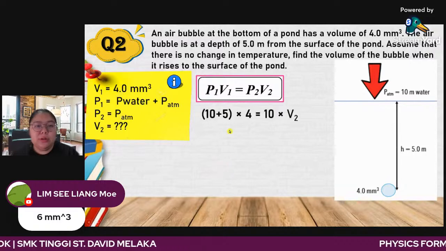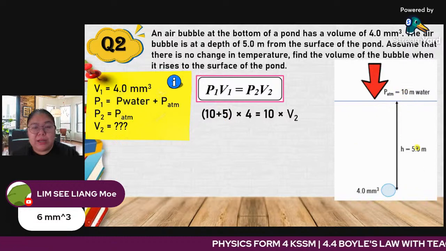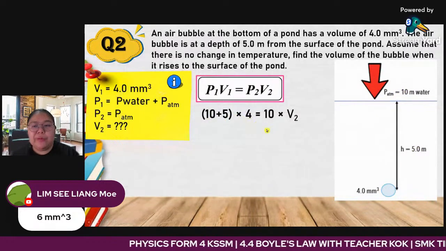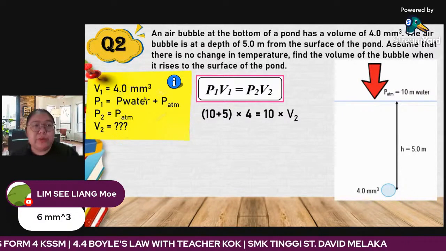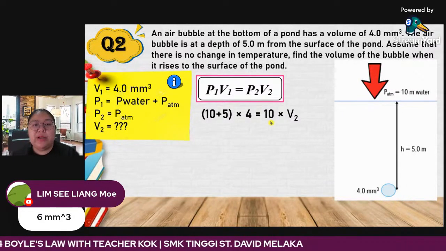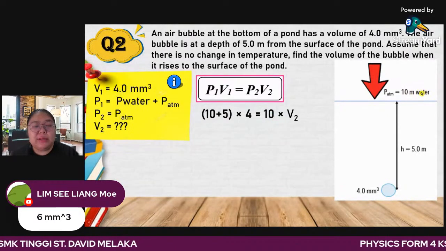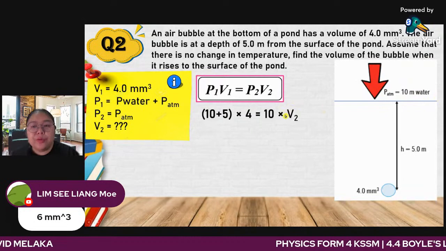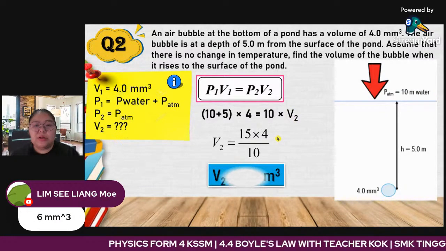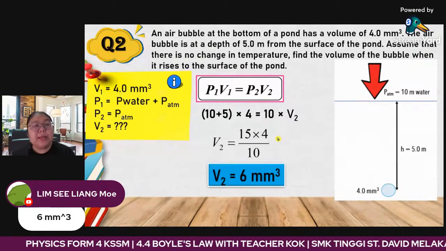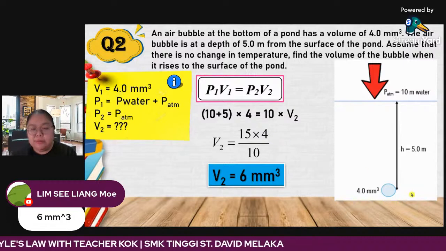So we go to show. First, P1 is 10 plus 5, because 10 meter plus 5 meter, multiplied with 4. 4 is the volume in millimeter cube, which means we do not need to change it. We are still using millimeter. After that, equal to P2. P2 is on the surface. On the surface, how many? 10 meter water. Then V2 we do not know, so the final answer, we need to find V2. So the answer is 6 millimeter cube. Okay, correct.